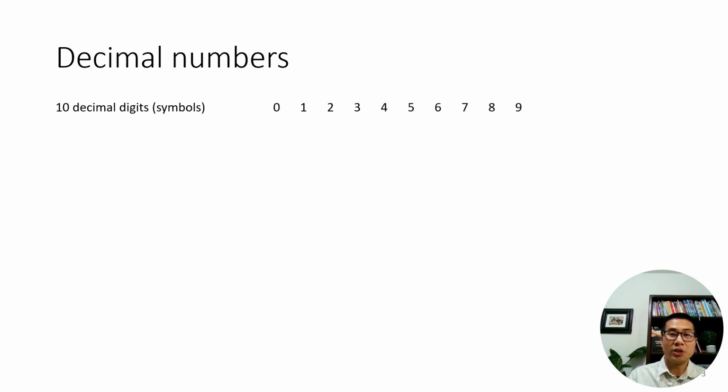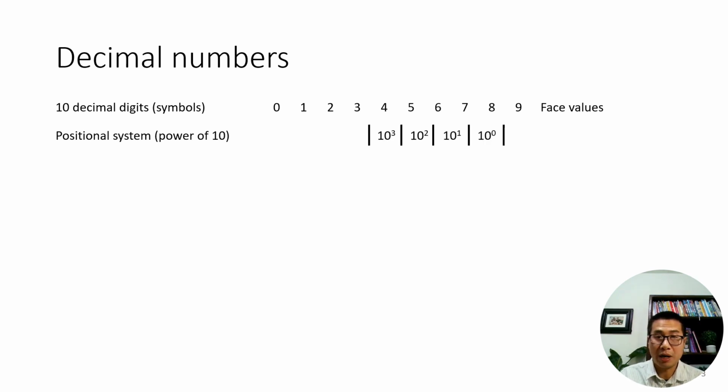So for the decimal system, there are 10 decimal digits or 10 symbols to represent values, or they are the face values. Besides the face values, this decimal number system also has a positional system. It is a positional system with power of 10 because there are 10 digits. So for the first column, it's going to have the value of units or 10 power 0. For the second column, it's going to have the value of 10 power 1. The third column is going to be 10 power 2, and so on and so forth.